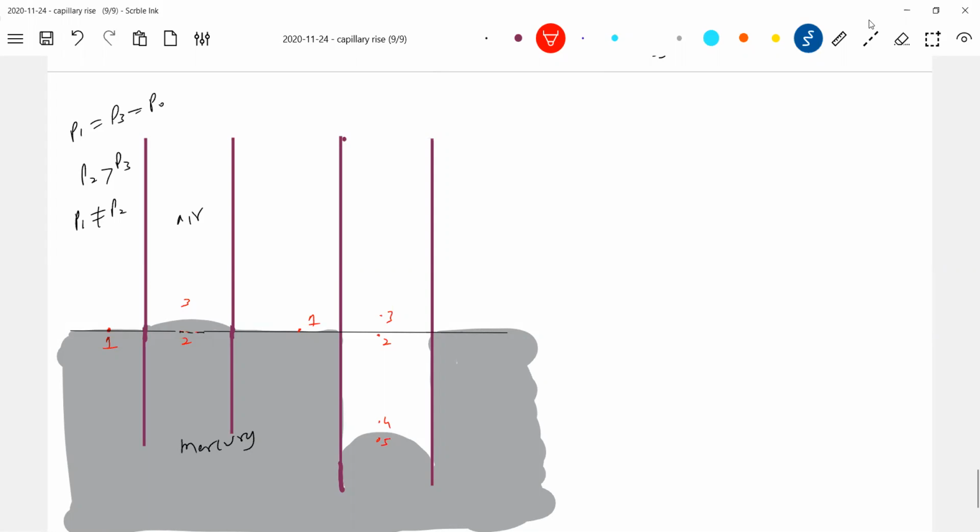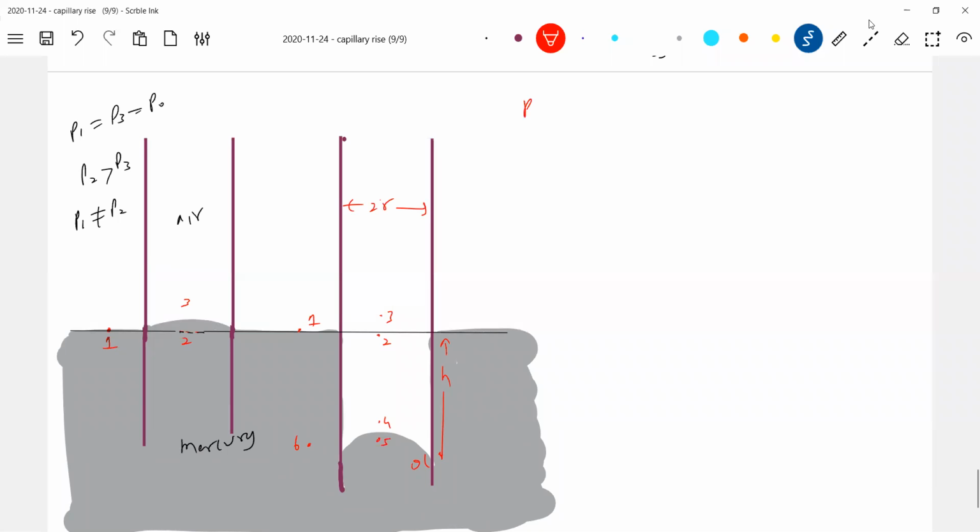The pressure at 5 will become equal to the pressure at 6. If you draw a horizontal line, it'll be the same. Let R be the radius, and this will be the angle of contact. So will you write the same similar equations? Yes, we can proceed with similar equations.